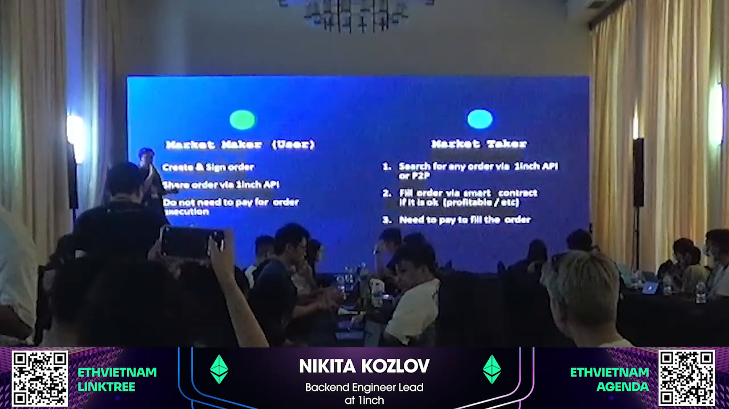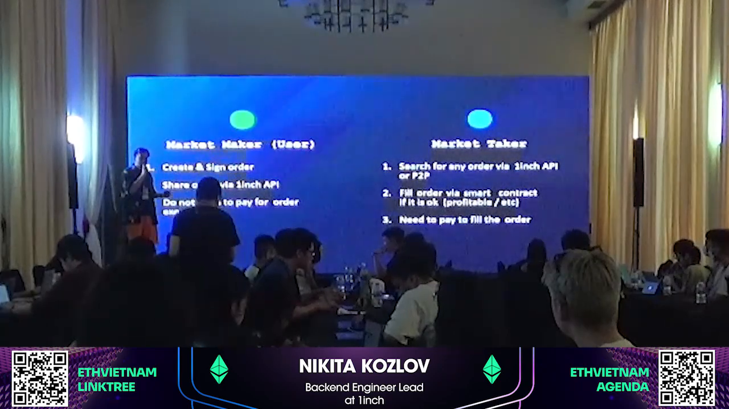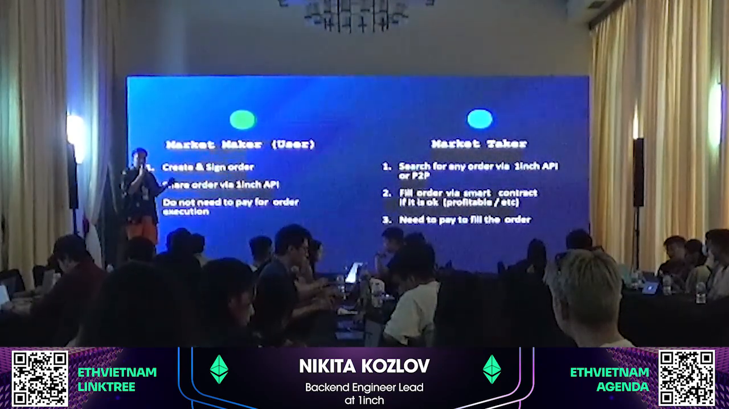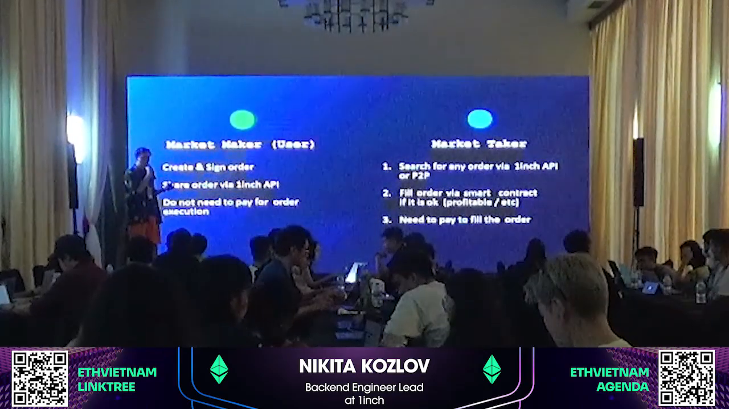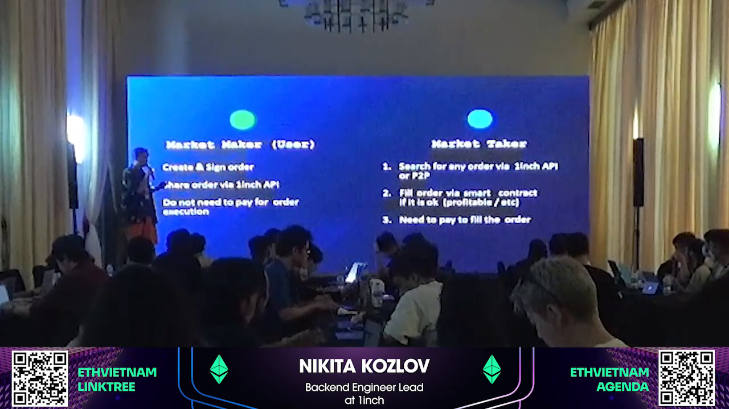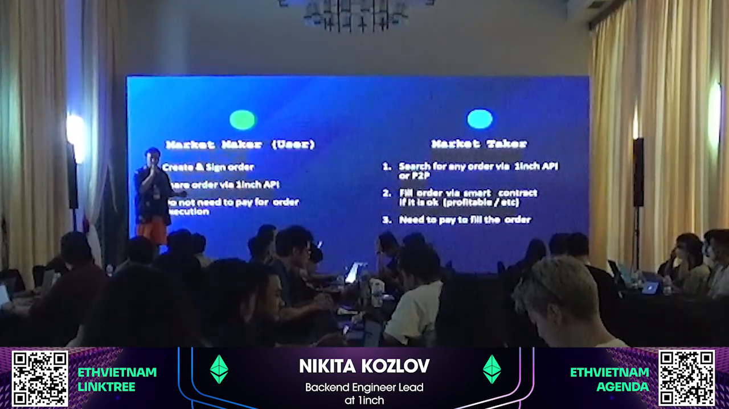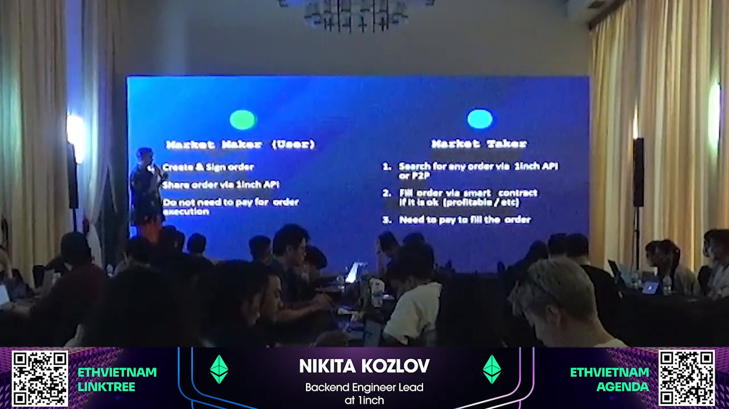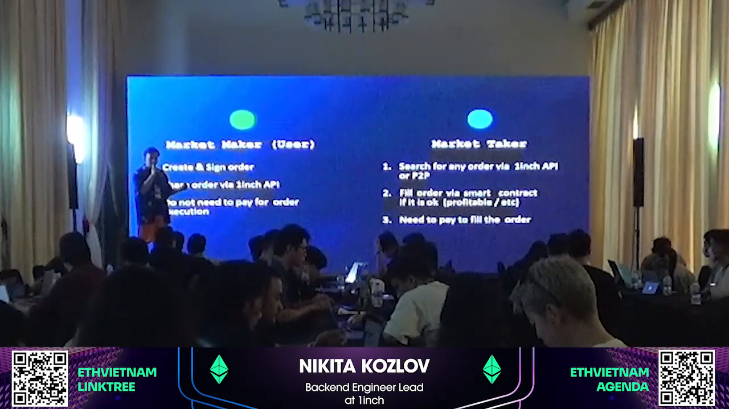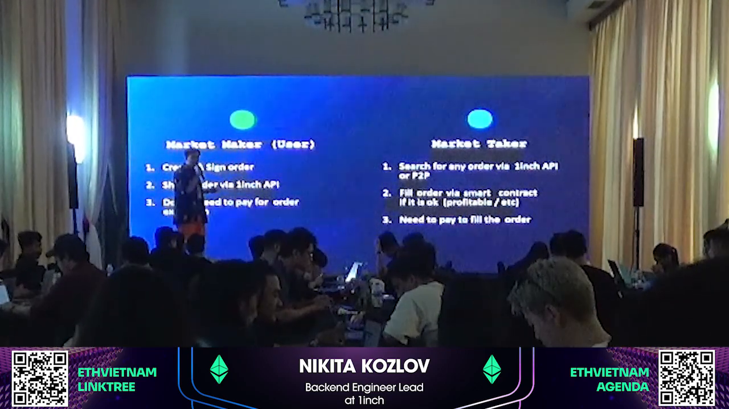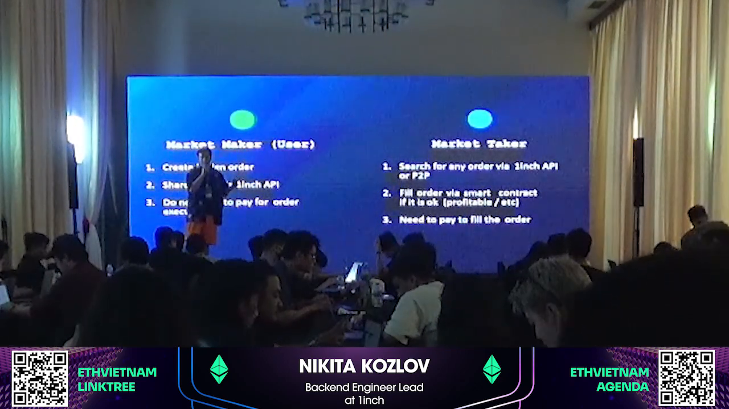After that, the user needs to share this limit order through our API. Basically, they just need to share the structure and the conditions of this order with everyone. Next, you just need to wait until somebody is okay to execute this order. The party who actually executes the order is the market taker. It's someone who wants to earn on this trade, who is okay to trade with these conditions.